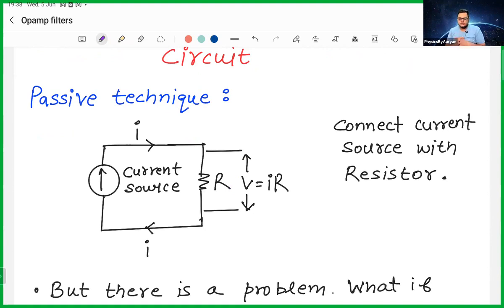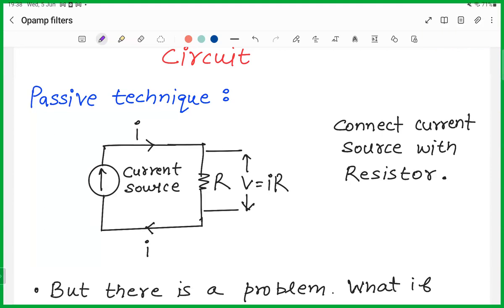Can you tell me what is wrong with this? I have a current. That current passed through the resistor, and there is a voltage across this resistor, and I use that voltage. Simple. Current converted to voltage. Can you tell me what is wrong in this entire story?